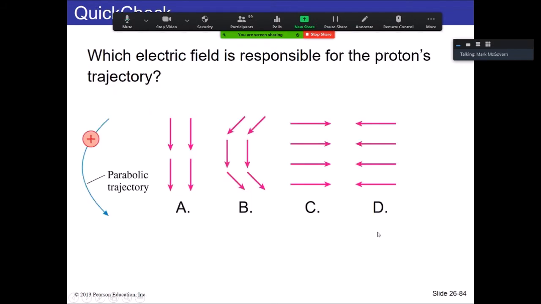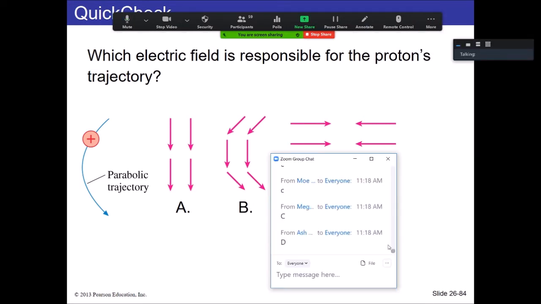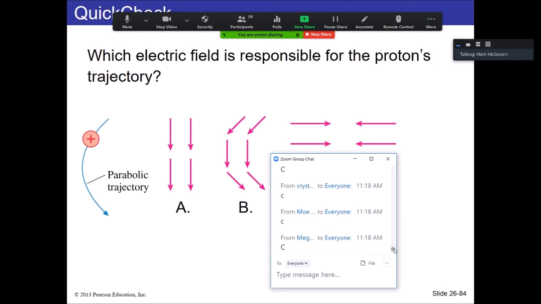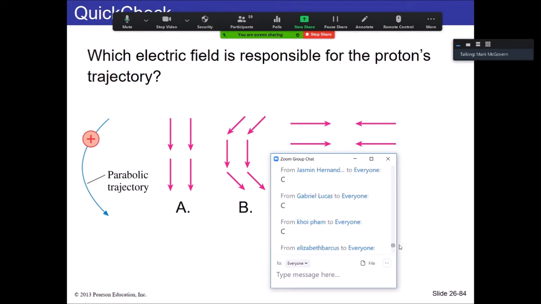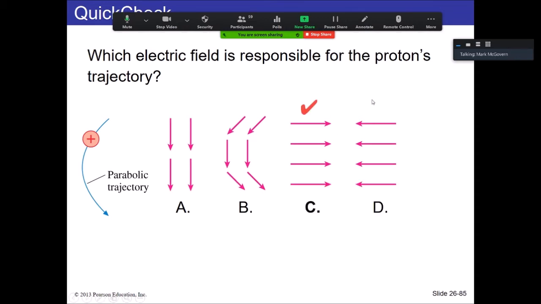All right. So, which electric field is responsible for the proton's trajectory? It's another good one. Letter in the chat. I'm excited to see what you have to say. A lot of C's. I'm liking C quite a bit because it is the right answer.